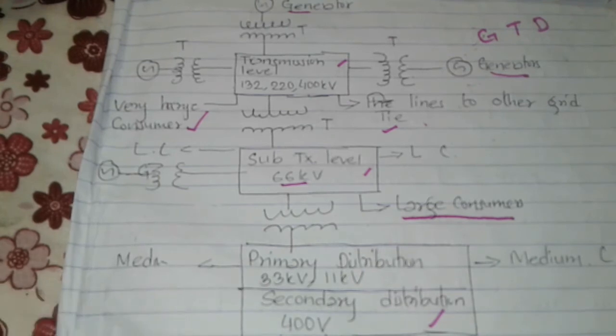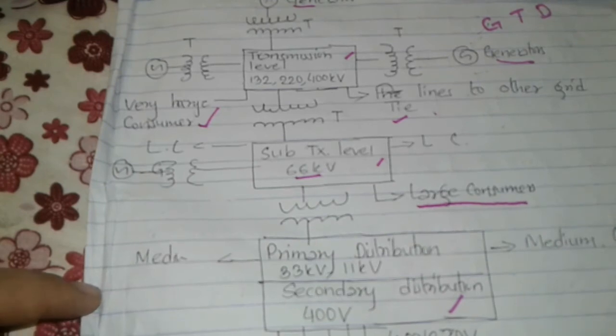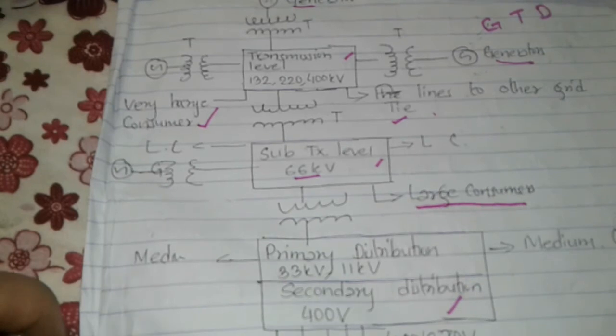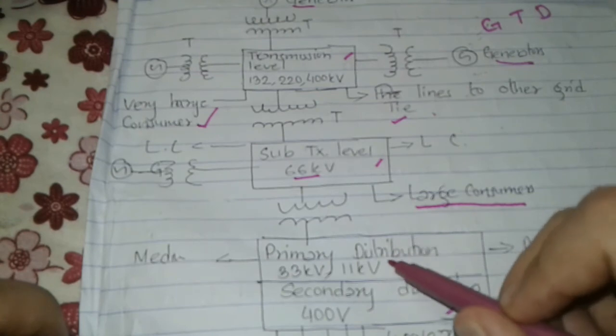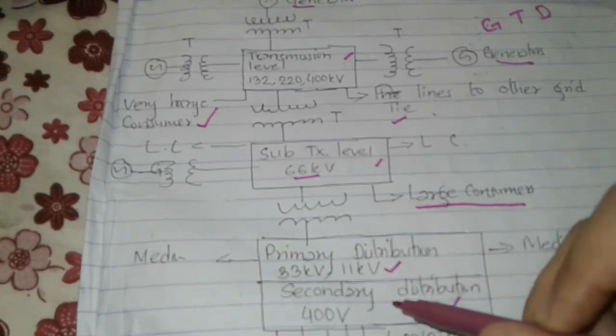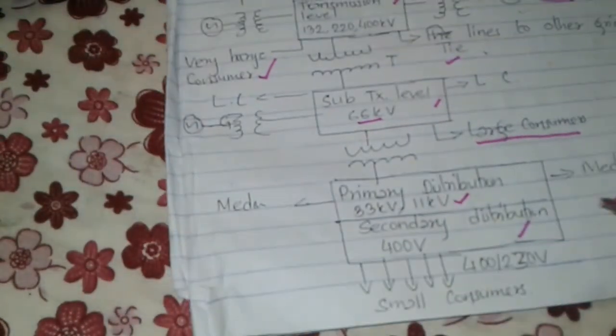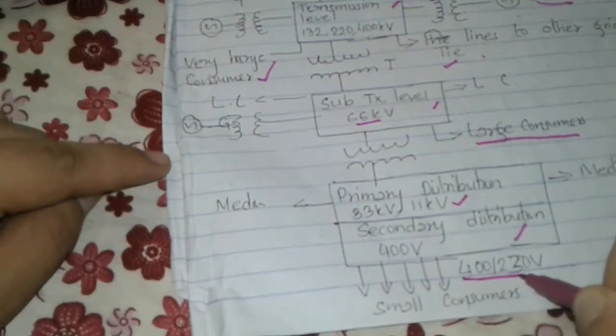And next, the main purpose of all these is distribution. So for the distribution we have also two types of distribution, and the distributions vary by voltage level also. So the primary distribution will carry 33 and 11 kV, and the secondary distribution is converted into 400 V, which we use for the end consumers. So it varies from 400 to 230 volt.